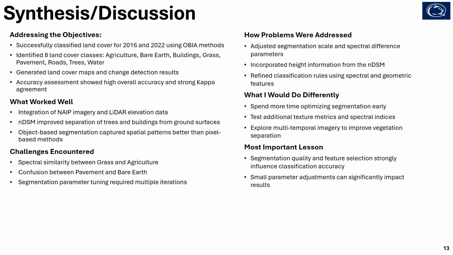If I were to start this project again, I would spend more time optimizing the segmentation parameters early in the workflow, and I would also consider incorporating other spectral indices as well. The most significant thing I learned from this project is how critical segmentation quality and feature selection are in object-based image analysis. Even small adjustments to segmentation parameters or feature thresholds can have a large impact on classification accuracy, highlighting the importance of iterative testing and careful parameter selection when working with high-resolution remote sensing data.